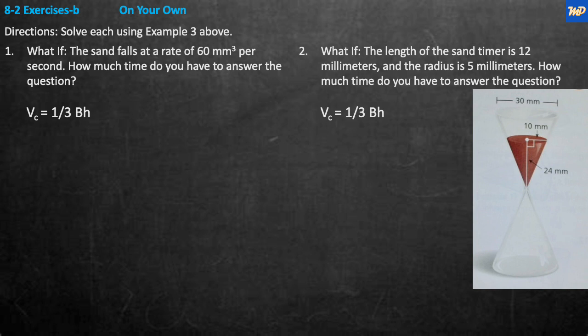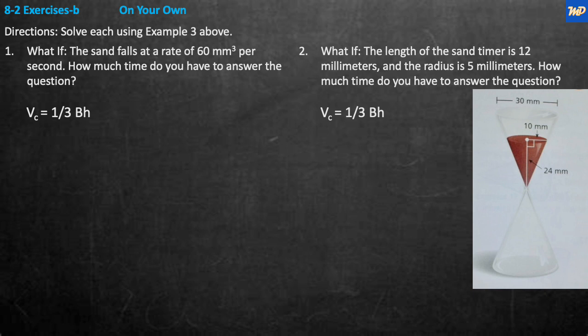30 millimeters, 10 millimeters is the radius, 24 millimeters was the length of the sand timer, I guess is what they're calling it. So it says, what if the sand falls at 60 before it was 50? So at the very end, you're going to solve the same problem, and you're just going to divide by the 60 instead of 50. That's what it was before.